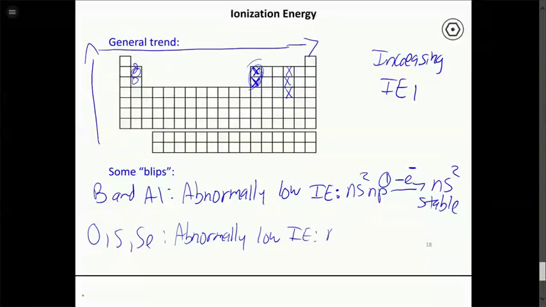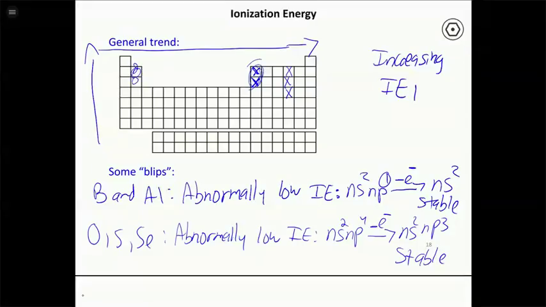And that's because in this case the configuration is ns2 np4, and if we remove one electron, we get to an ns2 np3 configuration. As we said, half-filled subshells are usually pretty good, so this is also another stable configuration. So if you're going to a stable electron configuration by removing an electron, it's generally speaking easier to do that because there's a significant amount of electron-electron repulsion for that fourth p electron. So by removing it, you're able to relieve some of that.